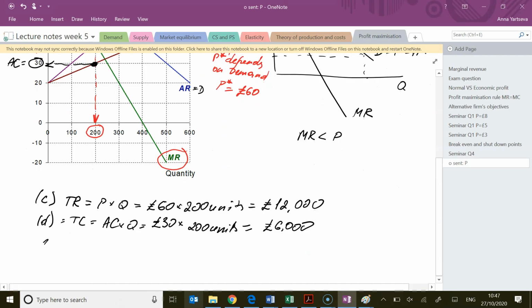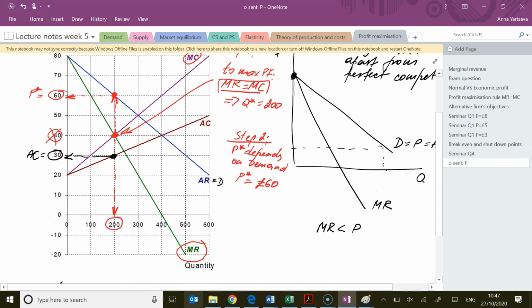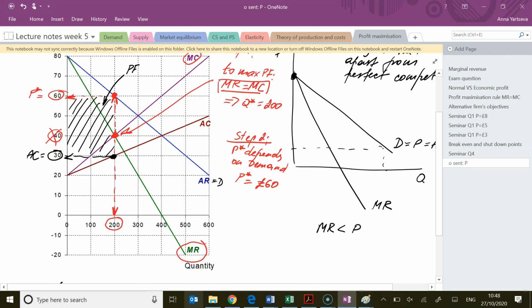So question E, what is the profit? Profit obviously is total revenue minus total cost. So 12 minus 6 is 6,000. That's your profit. And you can show this profit, this is your best profit by the way, as before as this shaded area, that's your profit, equal to 6,000 pounds.